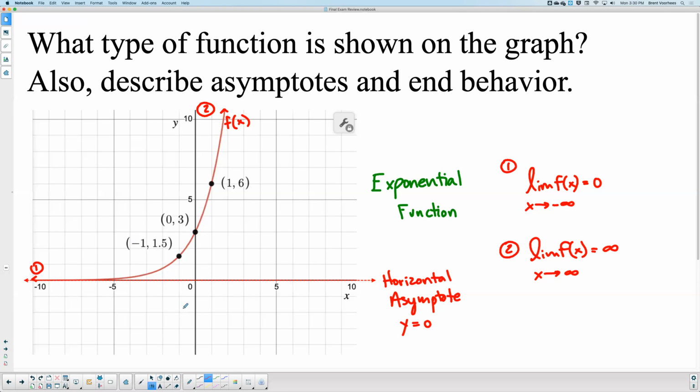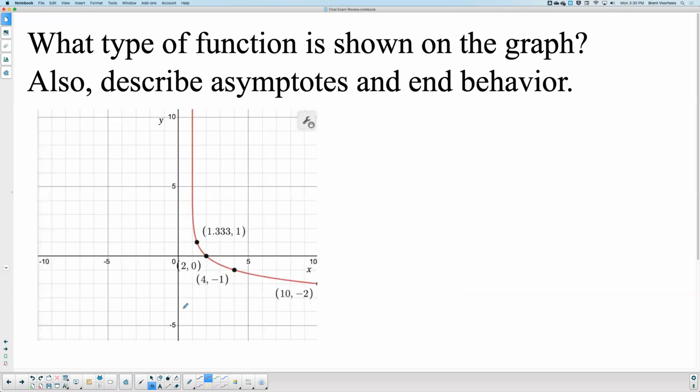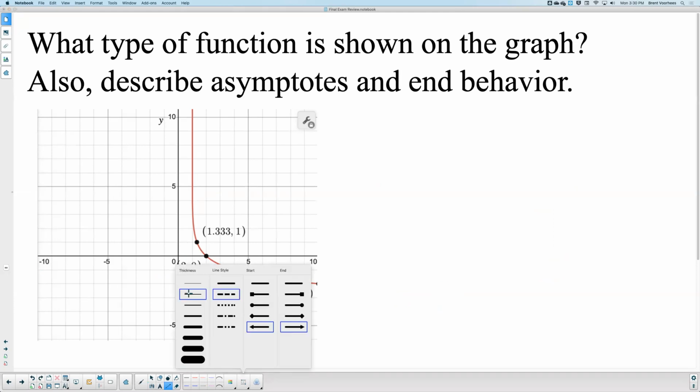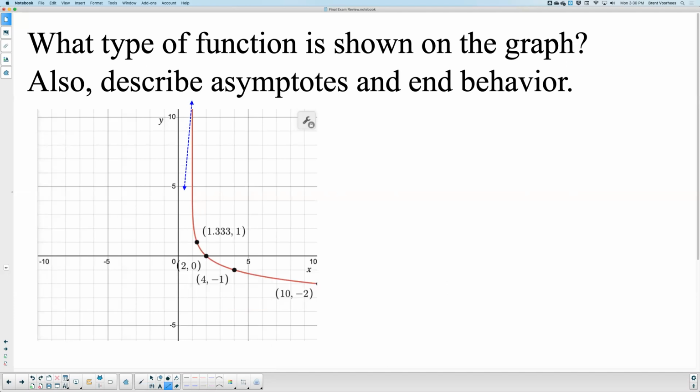Okay, let's look at the next graph. Now this graph is not exponential. How do I know it's not exponential? I'm looking once again at the asymptote. I'm going to change colors this time to make this easier to stand out. We have a vertical asymptote this time. So this must be a logarithmic function. We have a vertical asymptote.